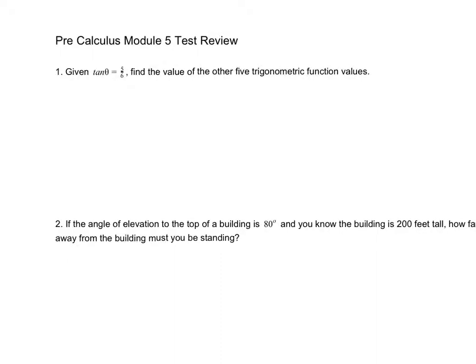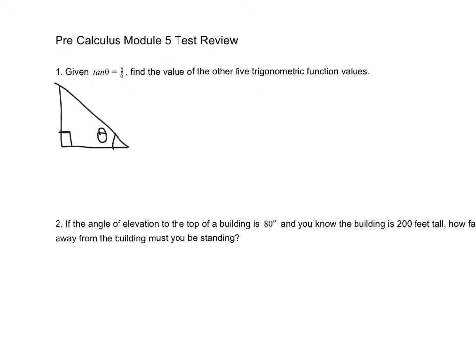So we're going to review types of problems you can expect to see on your Module 5 test. So number 1, we're given tangent of theta is 5/6. We want to find the value of the other 5 trig function values. So when we're given tangent, we're going to go ahead and draw the triangle with our given information. So we have a right triangle, and I'm going to locate theta as the lower angle.